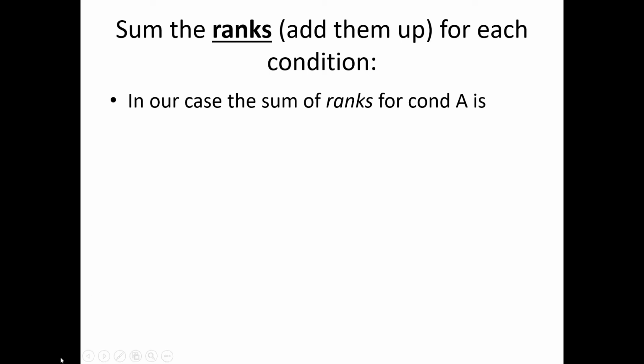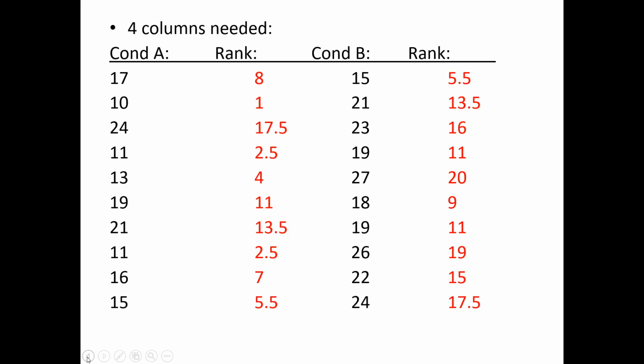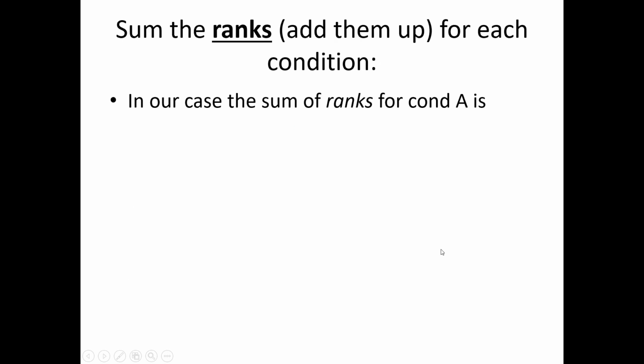Now remember I said ranks here. You don't sum condition A scores and you don't sum condition B scores. You add up the ranks of condition A and the ranks of condition B. Just ignore all these scores for now. Just ignore them. You're really looking at the ranks now. So add up all of these, add up all of these.